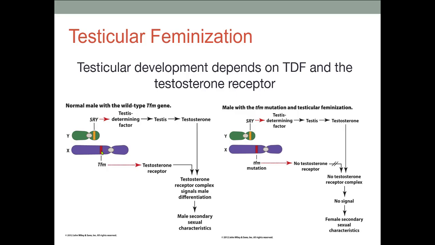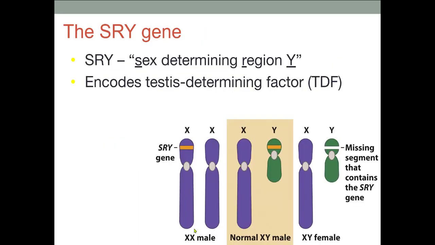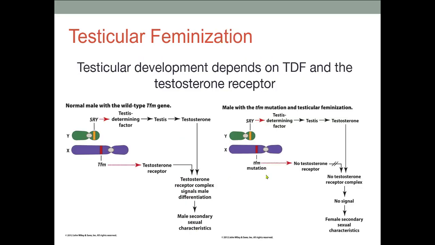So practically, in order to be a quote unquote normal male, I need both an X and a Y. I need the Y to produce the thing that's ultimately going to cause testosterone to be produced. And I need the X to produce the receptor for that testosterone to be able to signal differentiation in other tissues. I need both. So we talked about on this slide what happens if I'm missing the SRY gene. Well, what happens if I'm missing the receptor or it's mutated? This is kind of neat.